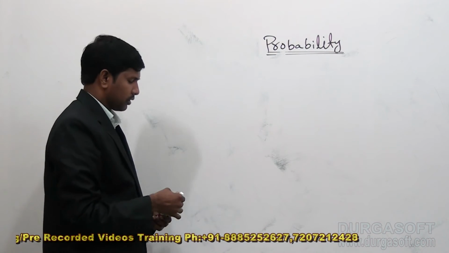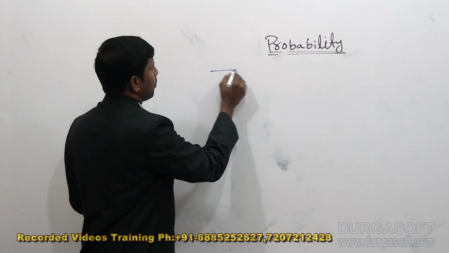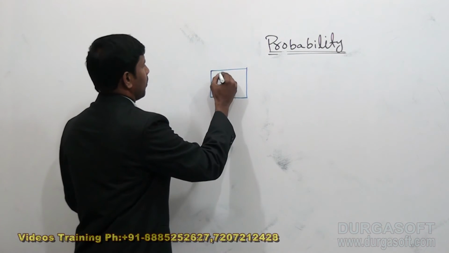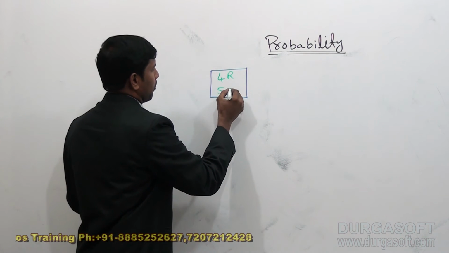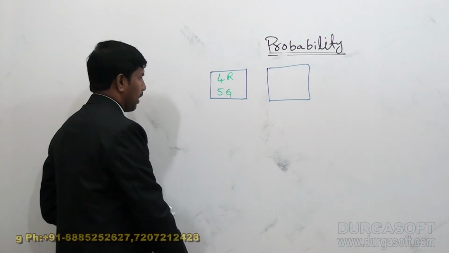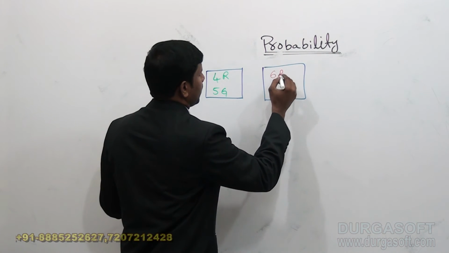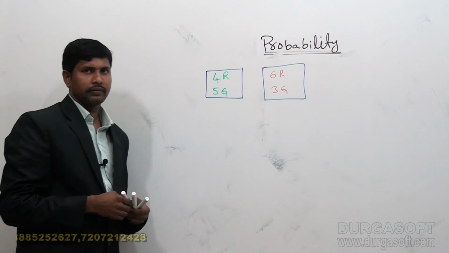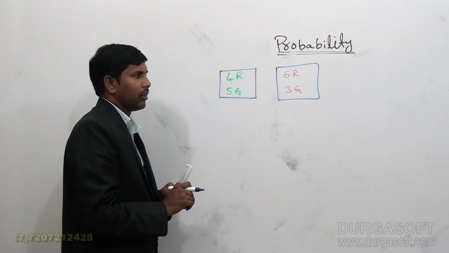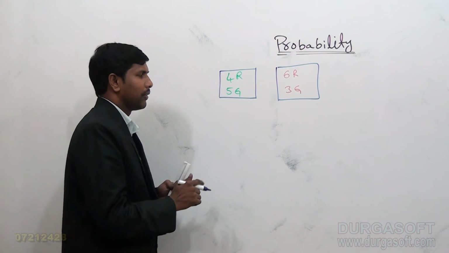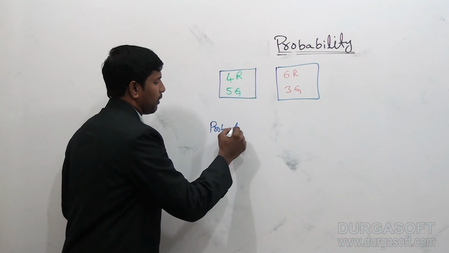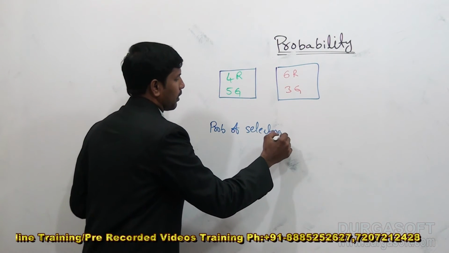Suppose instead of one box, there are two boxes. Suppose this box is having 4 red, 5 green. There is another box which is having 6 red, 3 green. Now my question is, if I want to select one ball from any box, what is the probability of selecting a red ball? So I want the probability of selecting a red ball.